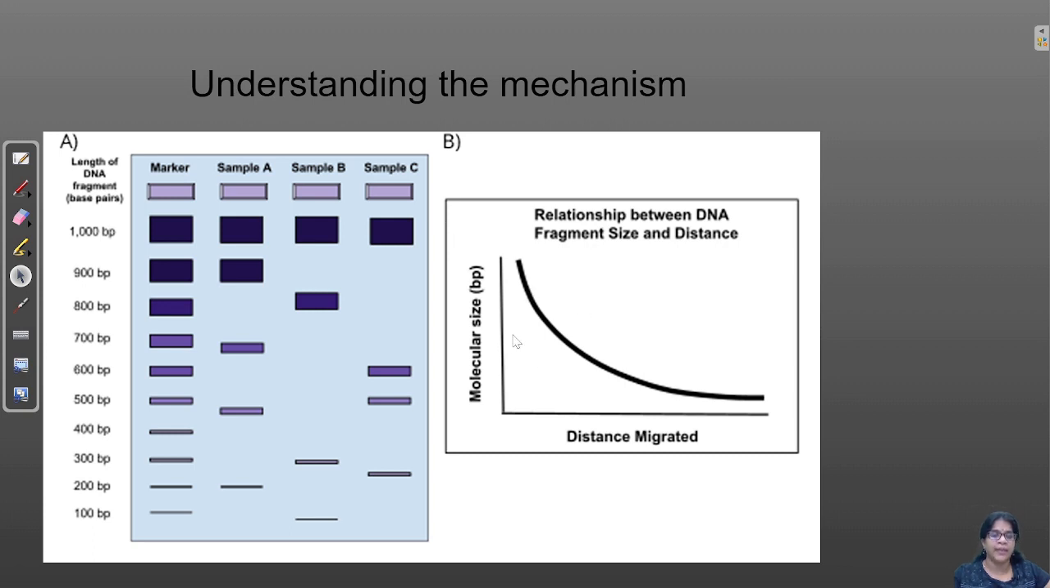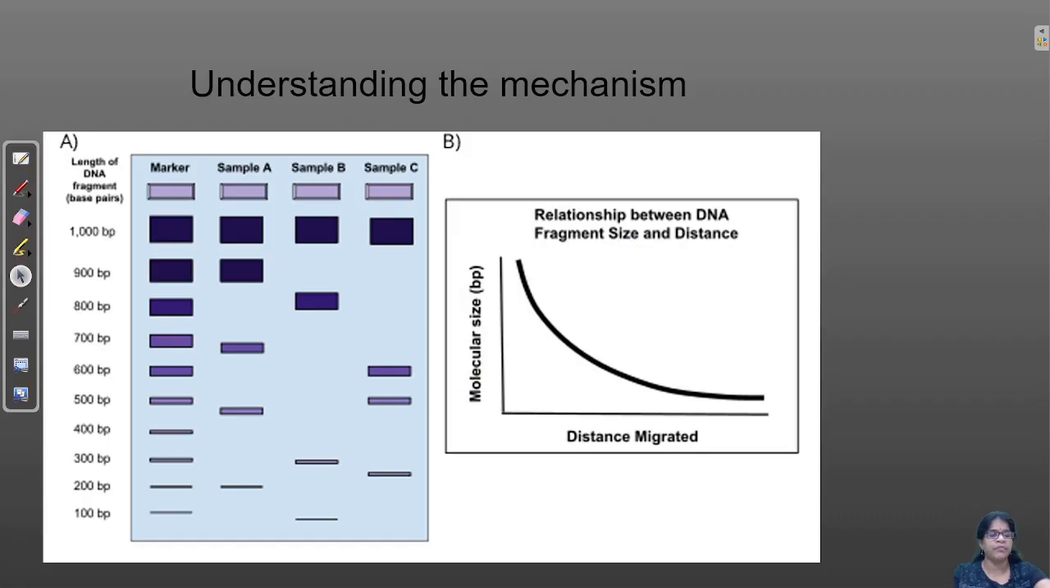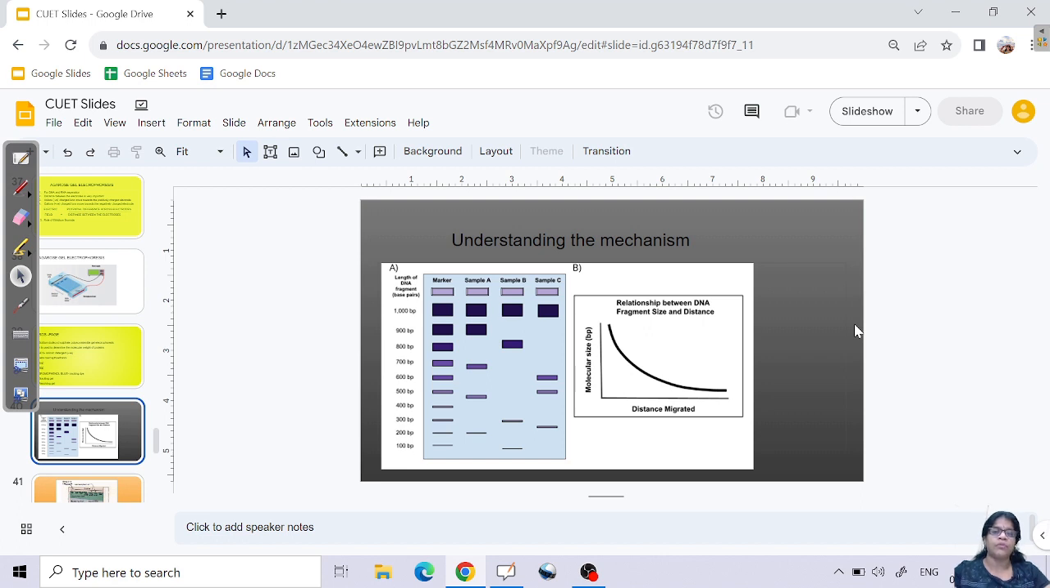Based on it, we get a graph where the distance moved reduces with molecular size. The more the distance moved, the lesser the molecular size. The highest molecular size will have almost zero distance moved. That is the relationship between the fragment size and the distance moved by the fragment. I hope you got an idea about agarose gel and SDS-PAGE electrophoresis. In the next class I will talk about chromatography techniques and how the separation happens. I am dealing only with the basic principle and how it is done in lab conditions.